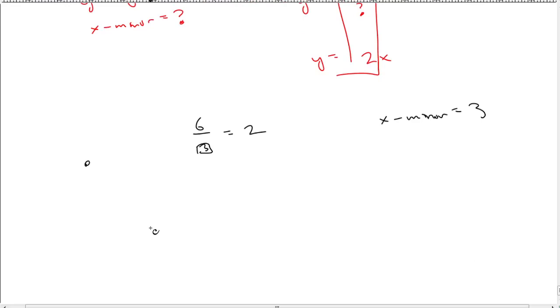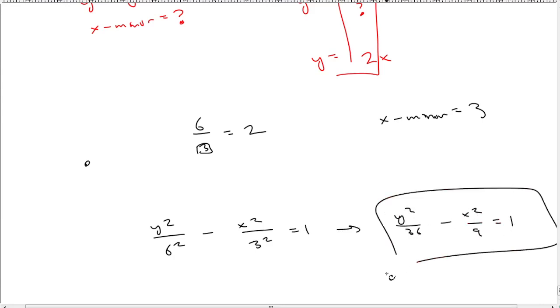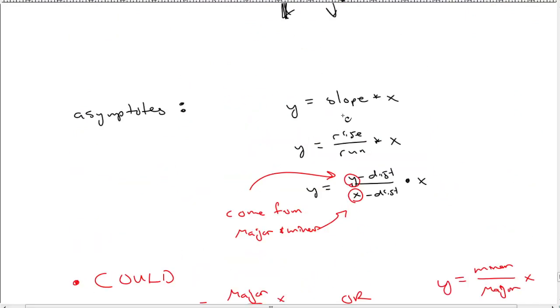And now I can finally set up my final answer. So my y major, again, this was a 6 squared. My x minor was a 3 squared. And when you simplify that down, it's a 36 and a 9. And there's your final answer. We're done. Now, asymptotes come in plus and minus. I didn't really say that. I should have done it up here.